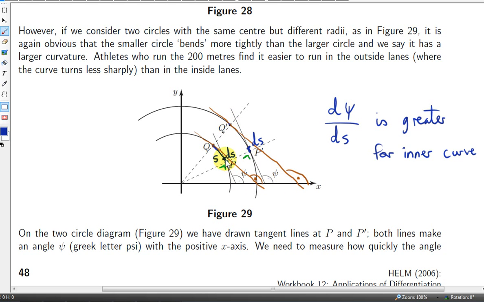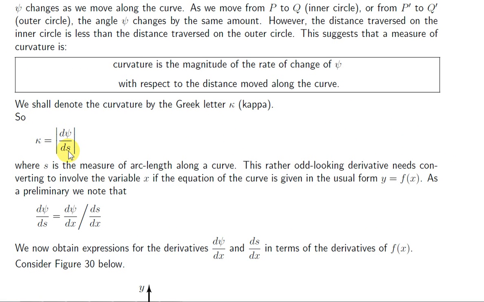So just to reiterate, for a given ds, which is the same in both curves, d psi, the change in the angle for the inner curve, will be greater than d psi, the change in the angle for the outer curve. So we have a tighter turn here, so the tangents are changing more quickly. If the tangents are changing direction more quickly for the inner curve, then the angle is changing more quickly for the inner curve than for the outer curve. So we use the quantity d psi ds for what we call the curvature of the curve.